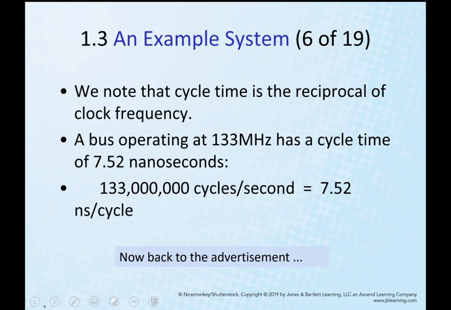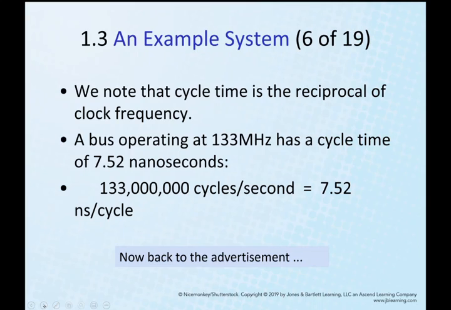Okay, what is the relationship between frequency and the period? The frequency tells us how many times a signal is changing per second. Period says how long it takes for a signal to change.